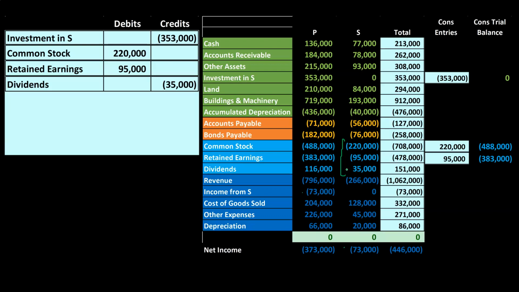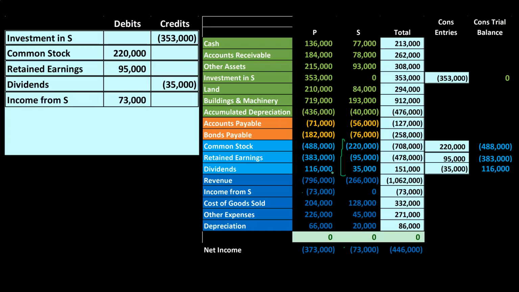So we're going to say that 35,000 on S's books is a debit. We need to do the opposite thing to it to remove it, to make it go down. We're going to credit it. So now we've got the dividends, the 116 plus the 35,000, that's the 151. We're removing S's portion, the 35,000, to get us back down to basically P's portion of dividends. That the P's dividends actually went to people outside of the organization. S's dividends all went to P. P's dividends went to the stockholders of P, which S is not among.